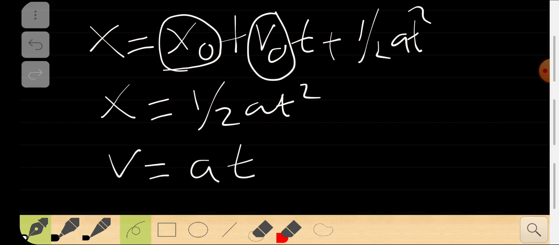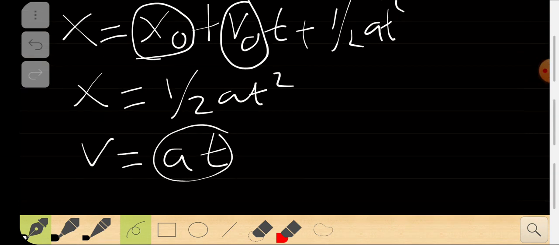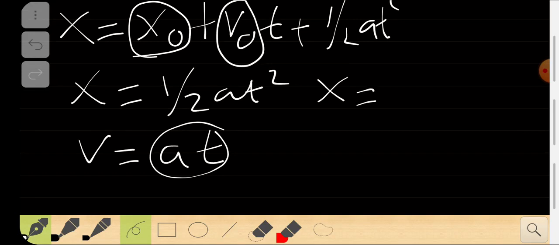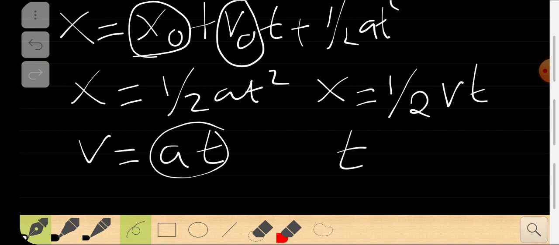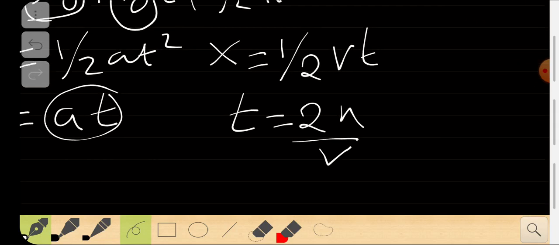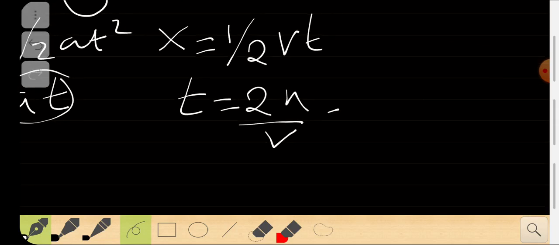Now we can substitute a t into the first equation for x, and we can write x equal to half v t. So we can write t is equal to 2x by v. Now we can say that x is equal to 100 meters.